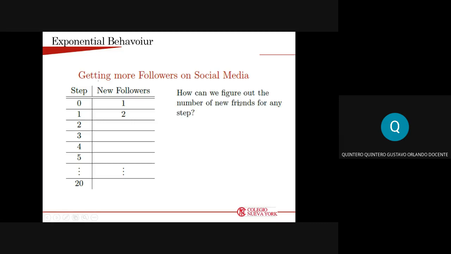So the question is, how can we figure out the number of new followers for any step? In other words, what is the number that goes here at step 2? How many followers is John going to get at step 2? Anybody in the chat? Yes, Juli.